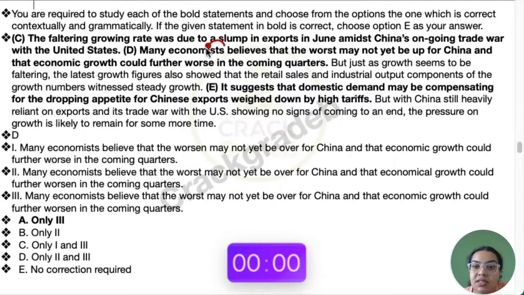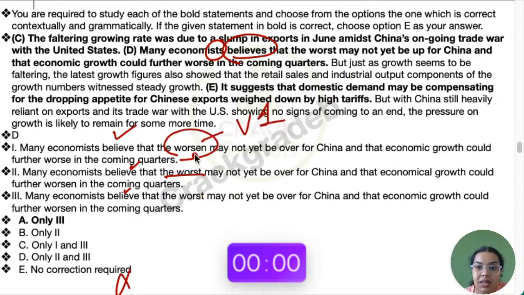Many economists, plural, believes cannot come. They believe, they believe, they believe. So that much is common to everyone here. There are many who believe that the worsen is verb first form. Worsen, this form is a verb form. That's why I cannot use it as a noun or an adjective with the. First is out. The worst may yet not be over for China, and that economic growth could further worsen in the coming quarters. So the third one again.